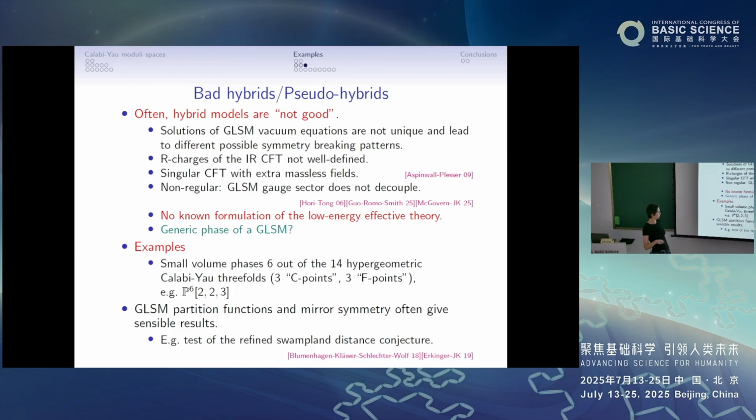And they are ubiquitous. Going back to the 14 hypergeometric examples, 6 out of those have a bad hybrid phase. The good news is that the GLSM partition function and mirror symmetry often give sensible results, so they give a window into these phases where we don't have as good a description. Okay, so I'm going to stop with the bad news and the non-geometric things.